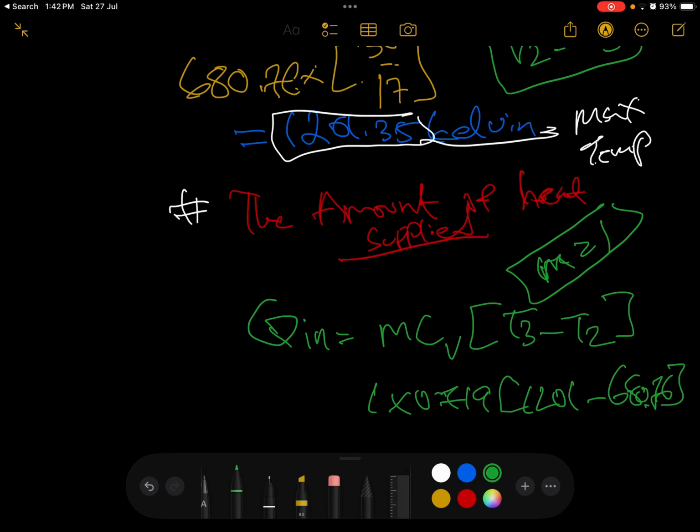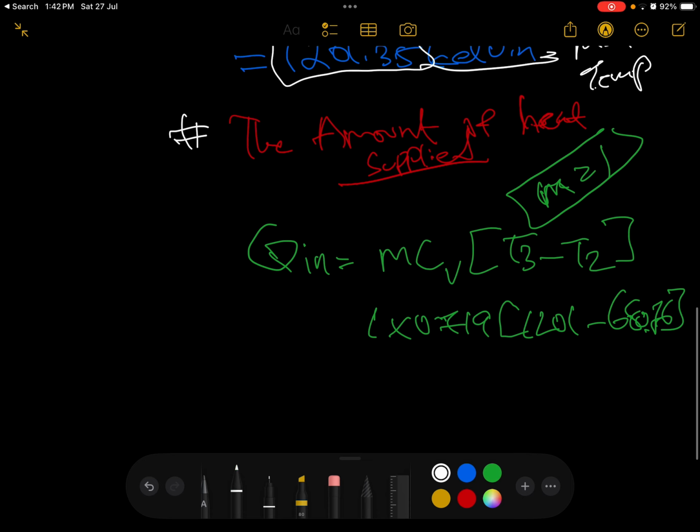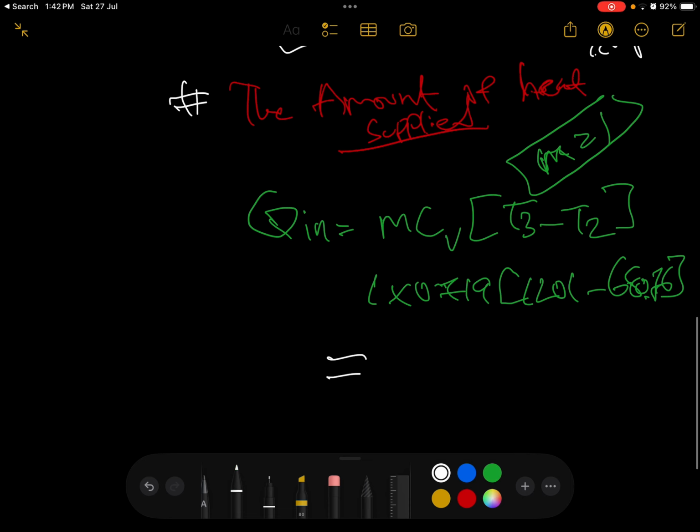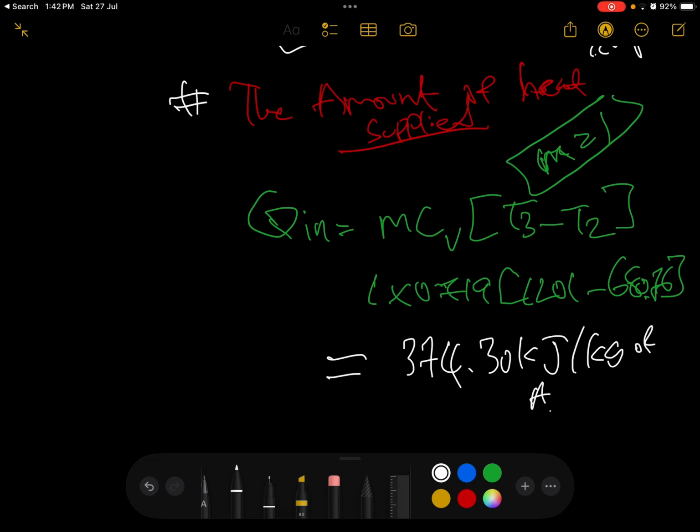When we do the math, we get 374.30 kilojoules of air. So it makes sense, and I'm going to explain this point for the m Cv, how we can find it, because it's related to the ideal gas stuff. But maybe in the next video, okay?